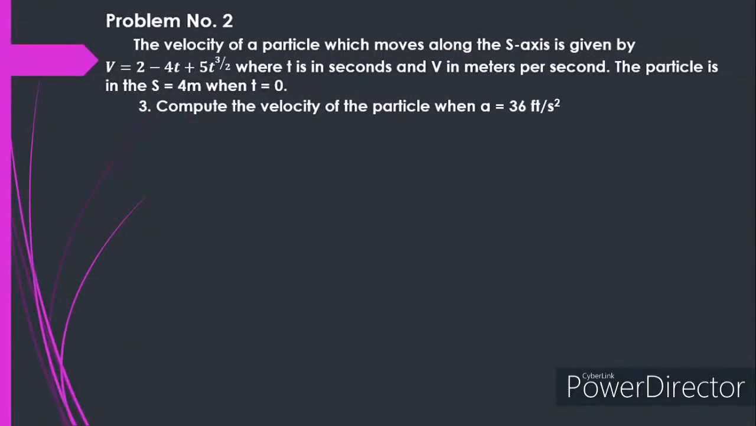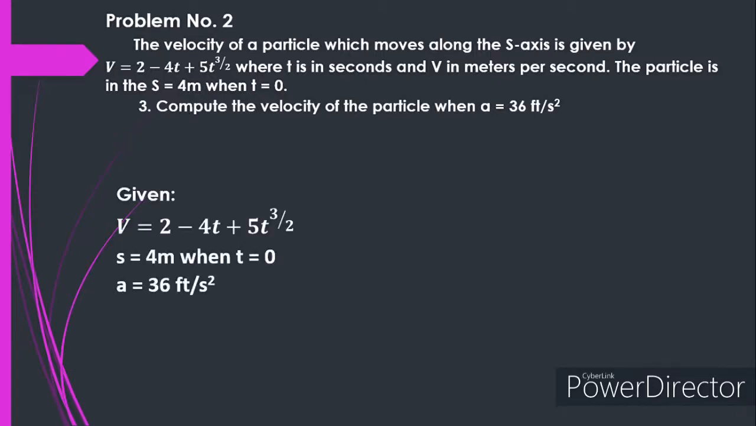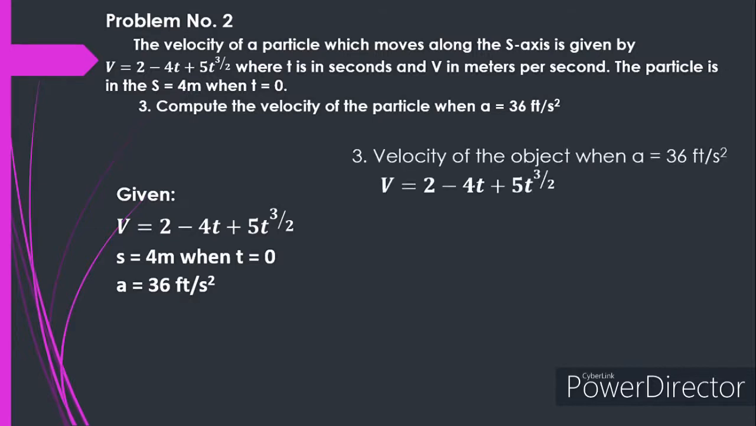Alright. For question number 3, compute the velocity of the particle when a is equals to 36 feet per square second. Given same equation of velocity, we have the acceleration which is 36 feet per square second. So ang sabi niya, ano daw ang velocity ng particle kung ang acceleration ay 36 feet per square second.